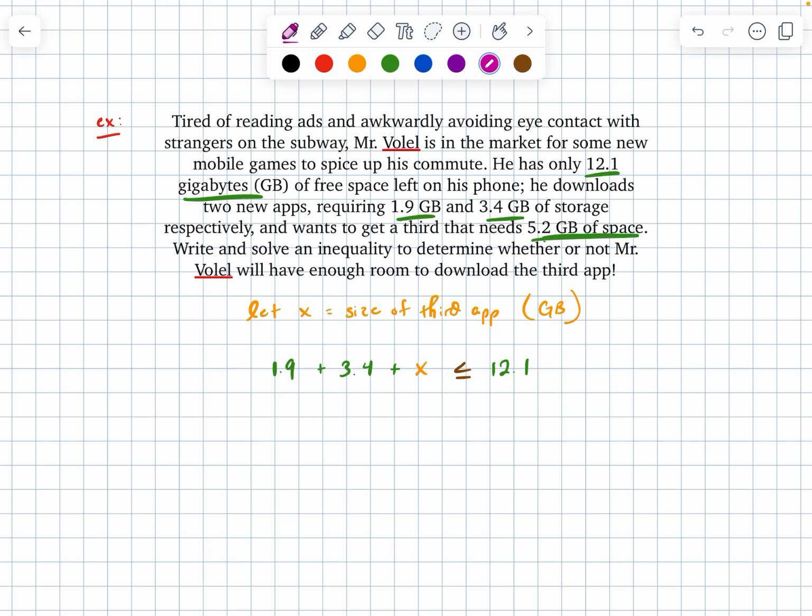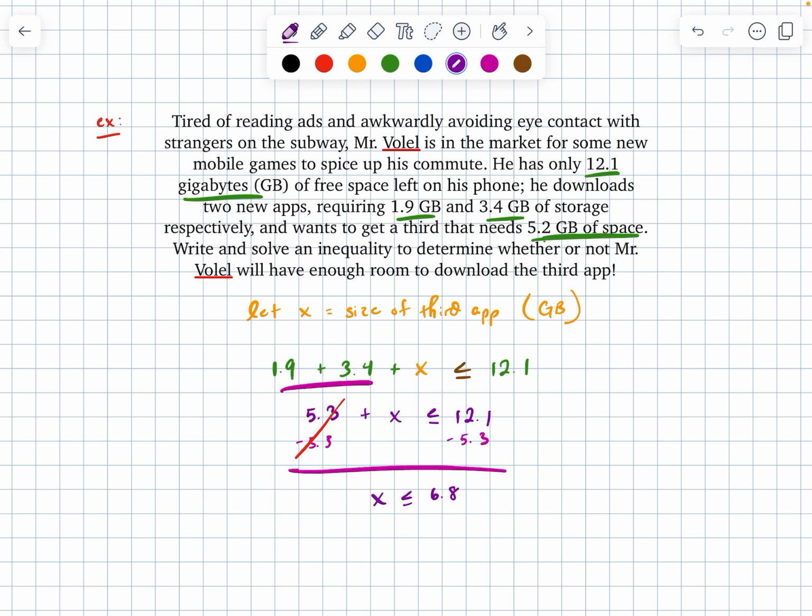1.9 plus 3.4. On the left side, I just want to get x by itself. First thing I might do is combine some like terms. 1.9 plus 3.4, hopefully you believe me, you can fact check, is 5.3 plus x is less than or equal to 12.1. Last thing standing between me and x by itself, let's subtract 5.3 from both sides. When I do that on the left, 5.3 minus 5.3, these go away. I'm left with x is less than or equal to 12.1 minus 5.3, which I believe is 6.8.